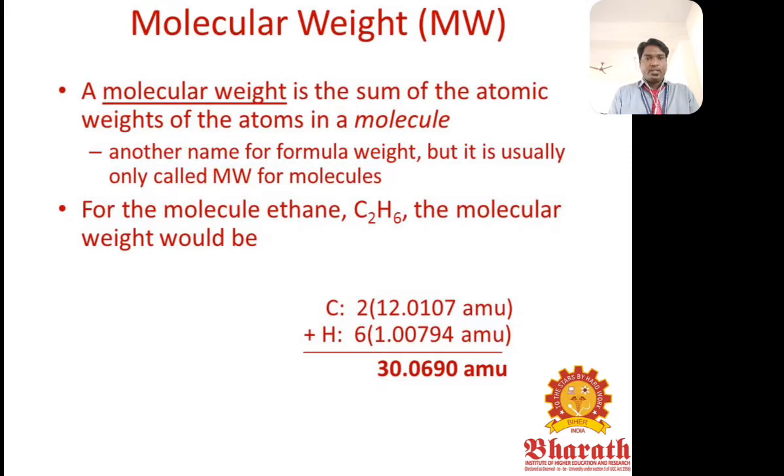For the molecule ethane, C2H6, the molecular weight would be: 2 carbon atoms, each carbon atom having atomic mass 12.0107 AMU, and 6 hydrogen atoms, each hydrogen atom having mass 1.00794. The sum of atomic weights is 30.0690 AMU. That is the molecular weight of ethane.